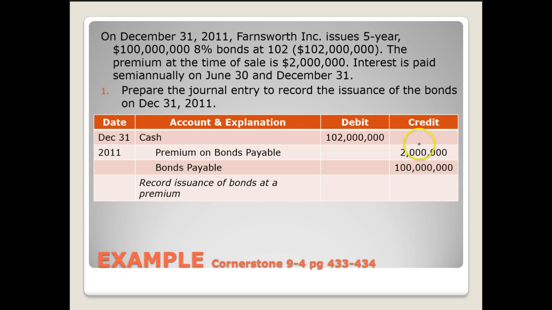Remember, the premium on bonds payable will always be the difference between the cash received and the actual liability. And the liability, the bonds payable credit entry, will always equal the par value of the bond.